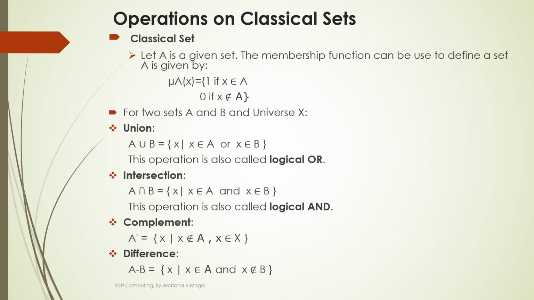Then intersection. The second operation of classical sets is intersection. The intersection of sets A and B, denoted by A intersection B, is the set of elements which are in both A and B. Hence, A intersection B is equal to {x : x belongs to A and x belongs to B}. This operation is also called logical AND.